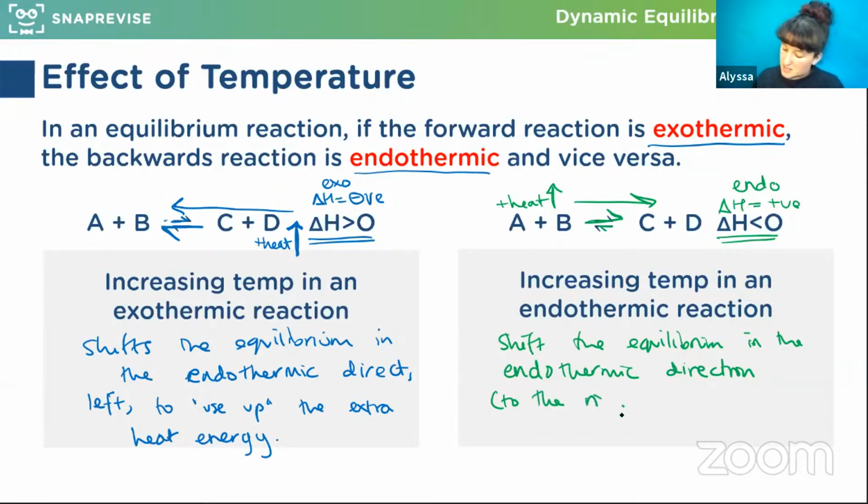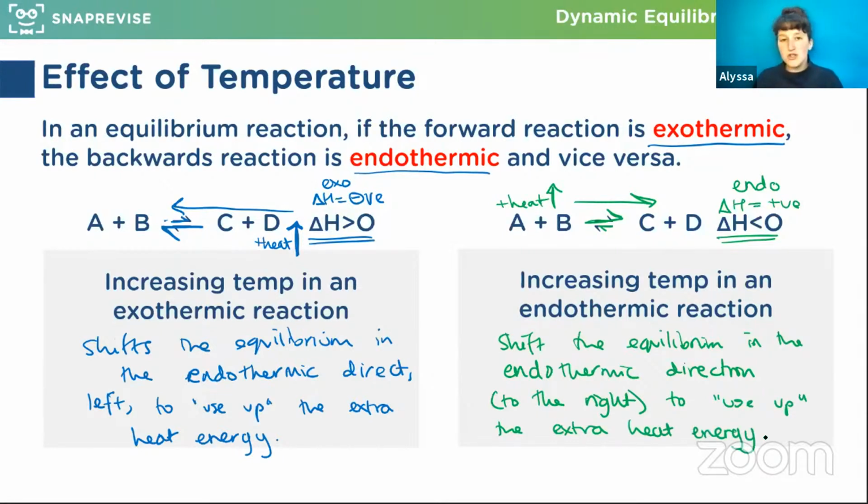I just realized I didn't spell direction right in the previous one, never mind. To, again, quotes, use up the extra heat energy. So when you're looking at temperature, as long as you know which direction is exothermic and which is endothermic, you should hopefully always be able to work out which way it's going to go. It's going to go to use up the extra heat, or to produce extra heat if it's the opposite.